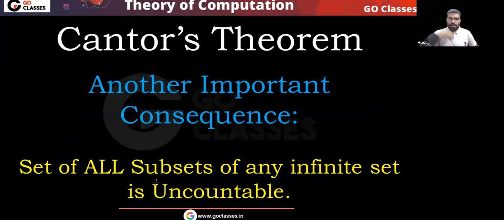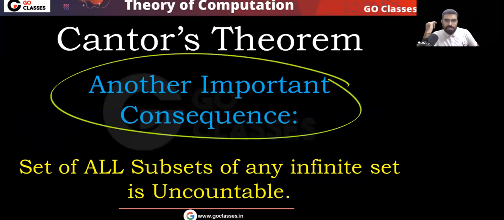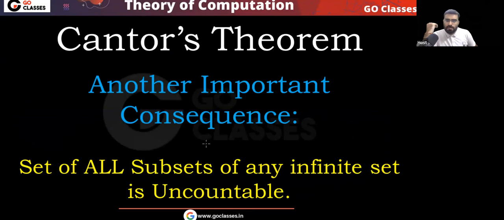So let's see. This is one last, another important consequence of Cantor's theorem. This is the last consequence: the set of all subsets of an infinite set is uncountable. Yes or no? This is the last consequence of Cantor's theorem.